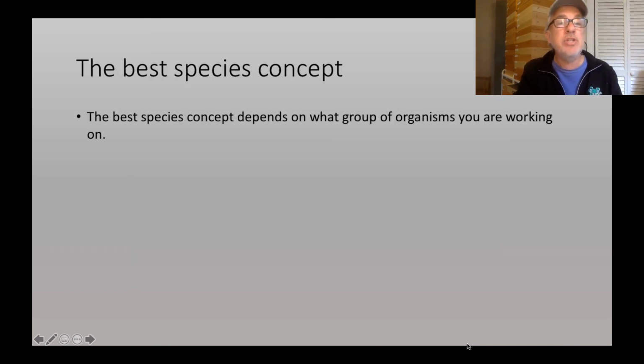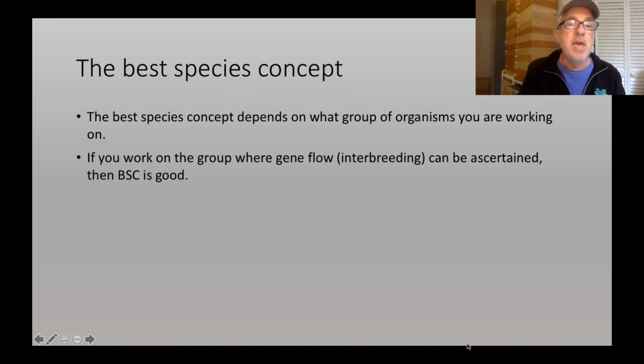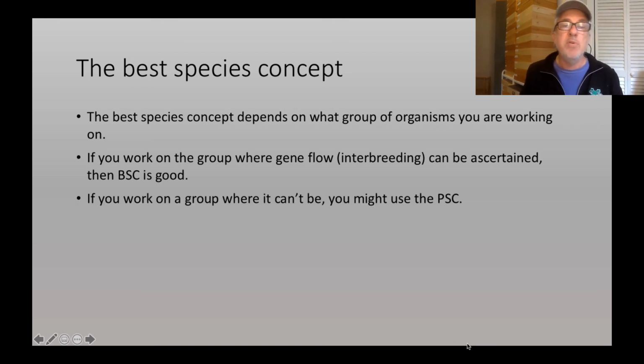What's the best species concept to use? Well, it really depends on what group you're working with. If you work on a group where gene flow can be ascertained, then the biological species concept is really good. If you work on a group where it can't, you might use the PSC. There are other species concepts I'm not going to go into. Most insect taxonomists, for example, use a morphological species concept.